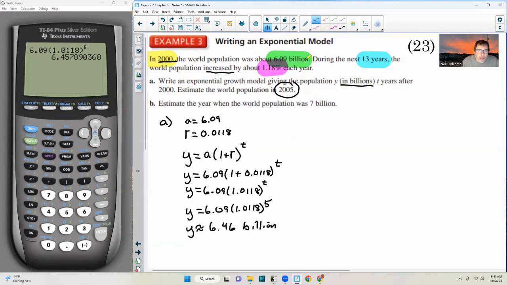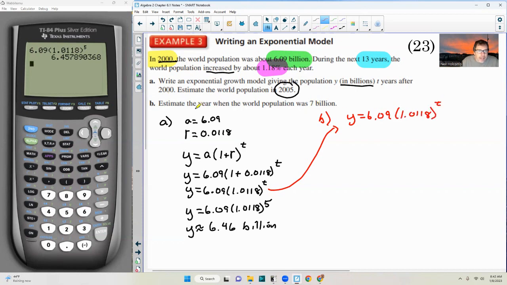Okay, so we went from 6.09 to 6.46 billion in 5 years. Okay, so that's how you do that. And then part B says estimate the year when the world population was 7 billion. So we're going to take our equation, which was y equals 6.09 times 1.0118 to the power of t.